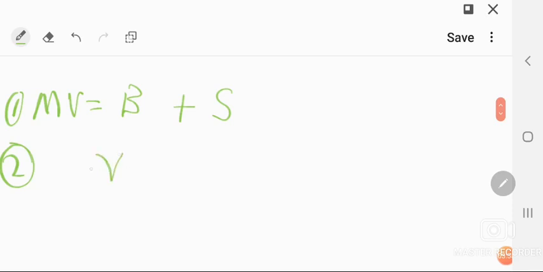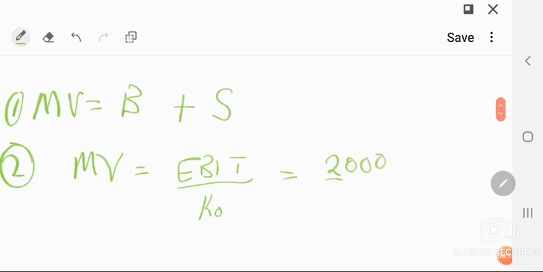The market value should be equal to EBIT over cost of capital. You will notice that in our example we have been given the EBIT and the cost of capital. So you can easily substitute in method 2, which will be as follows: 2,000 was the EBIT, and the cost of capital is 0.1, which is just 10% changed to decimal. Therefore, it will give us a market value of 20,000 kwacha, and you have answered the question.